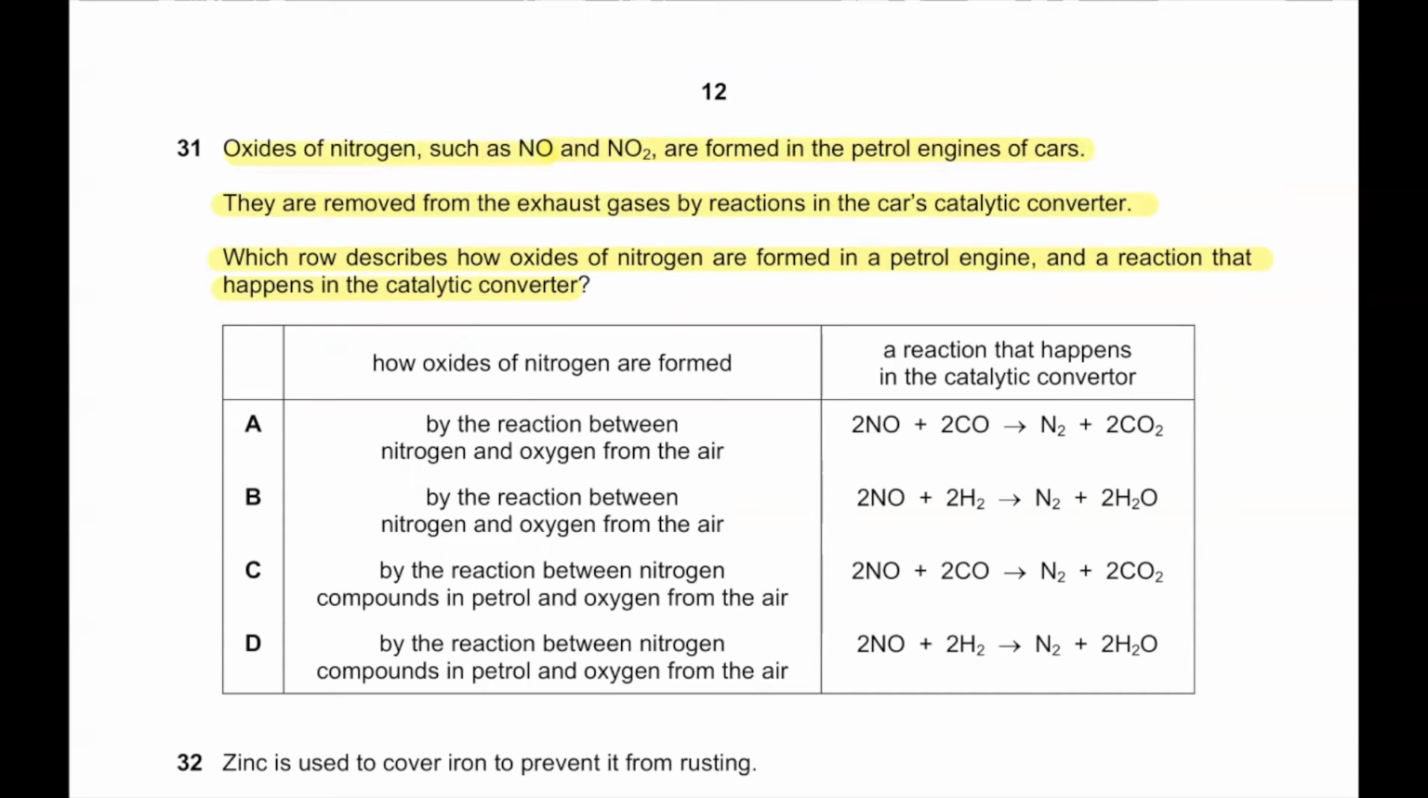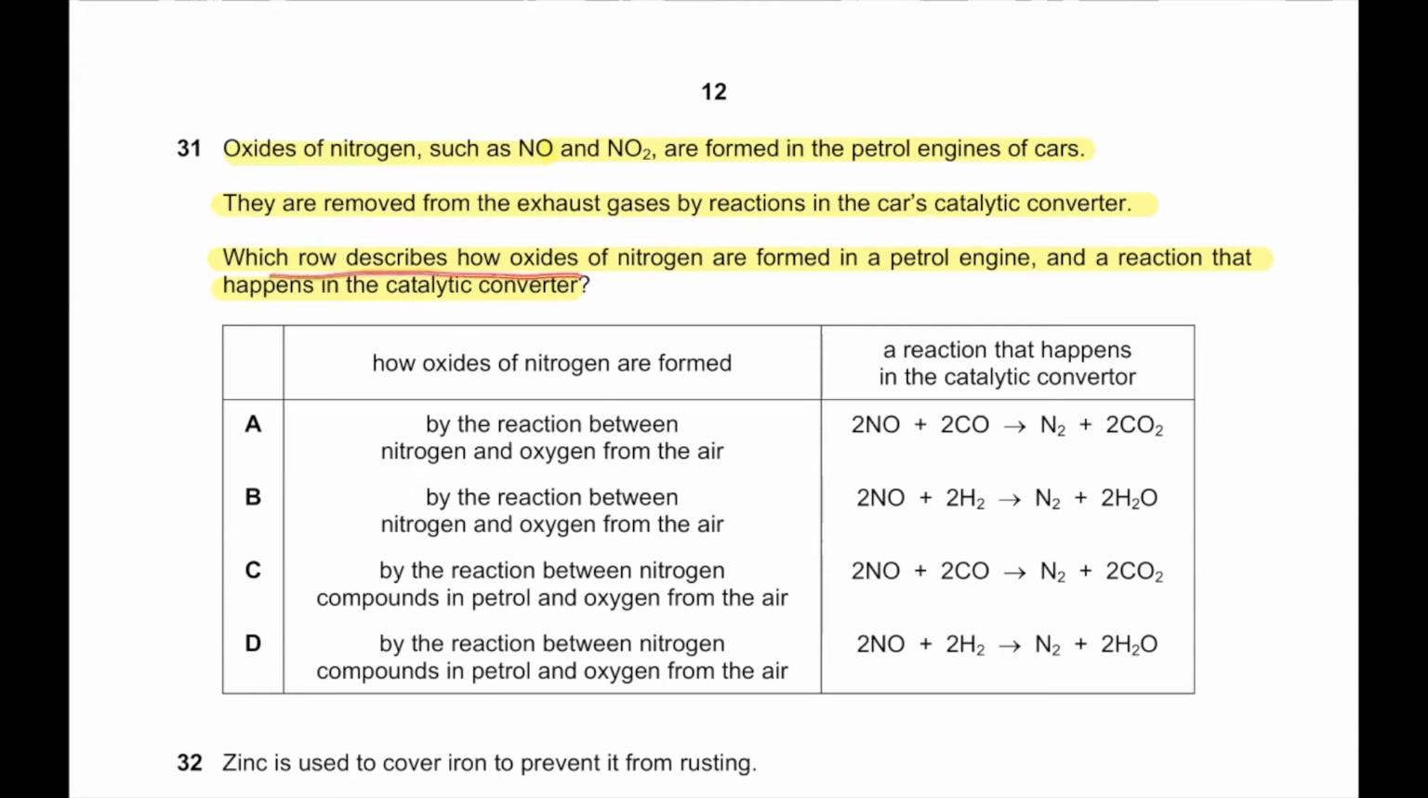Actually, because the air contains nitrogen and oxygen, in the high temperatures of the car engine it just happens that nitrogen and oxygen can combine together to form nitrogen dioxide. This is a very big problem of the internal combustion engine. The hotter it gets, the more problematic it becomes in terms of producing nitrogen monoxide and nitrogen dioxide. So they are removed from the exhaust gas by reaction in the catalytic converter, which is a good thing.